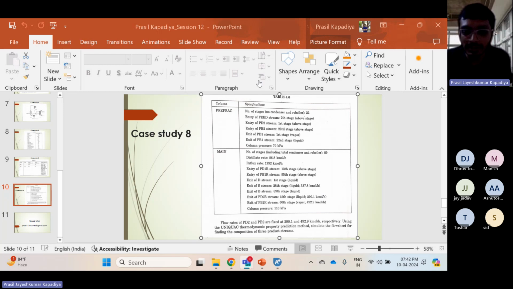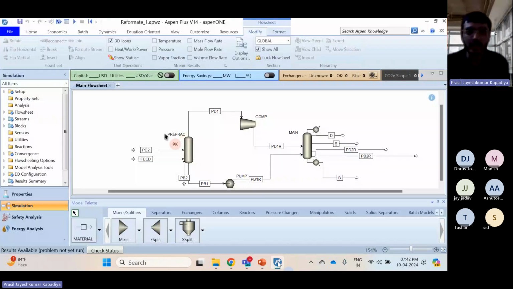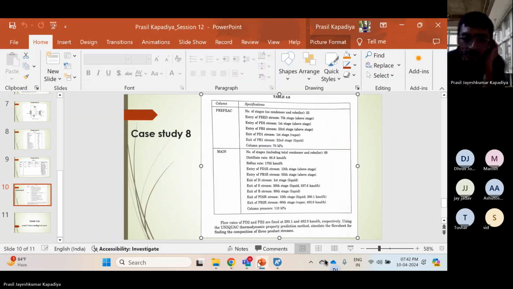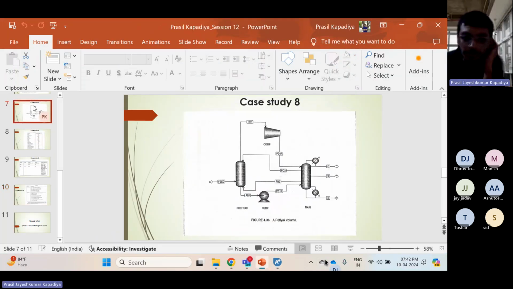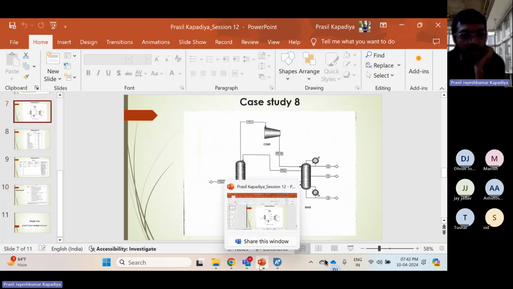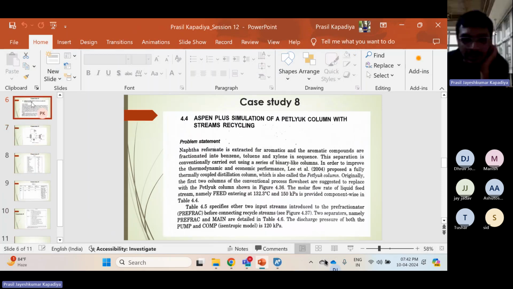Can you just open this Excel file? Sorry, Aspen file. Sure, sir. Yeah, that one. So here, okay, now it's fine. According to the problem statement, we have prepared the flow sheet, right? So okay, one more catch.